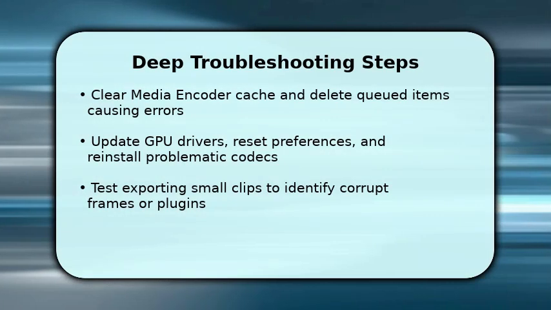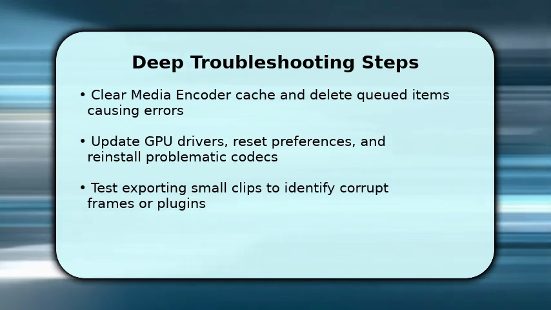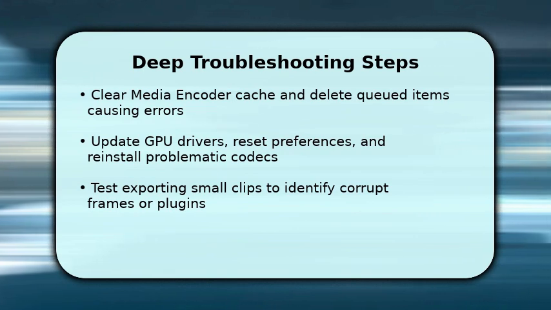Now you go deeper. Clear the cache and remove the job causing the stall. Corrupted cache often freezes progress. Next, reset Media Encoder preferences to rule out bad settings and update GPU drivers to the latest stable release. Drivers fix many hardware-accelerated hangs. Then export a trimmed clip of the same timeline to find corrupt frames or third-party plugin failures. If a plugin is at fault, disable it or render via software. These steps isolate whether the problem is project, system, or codec related.